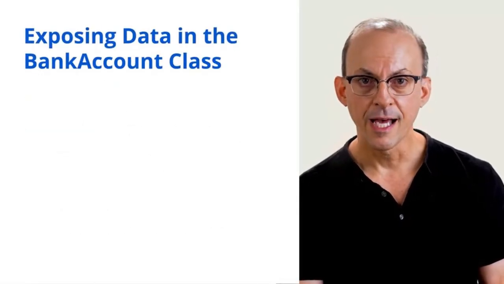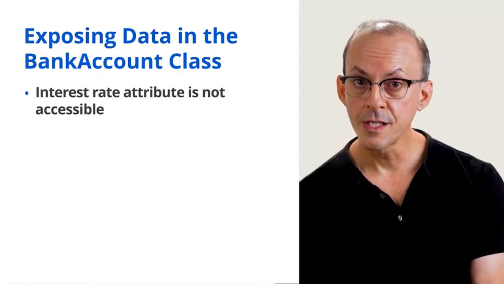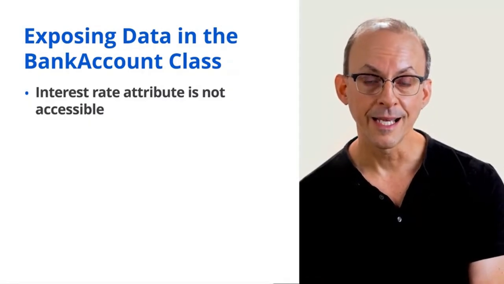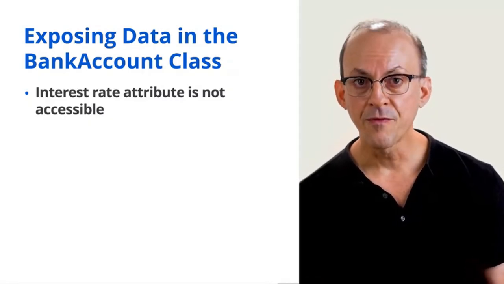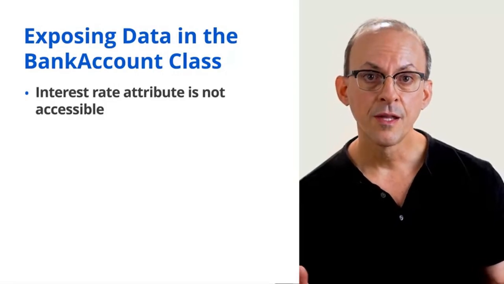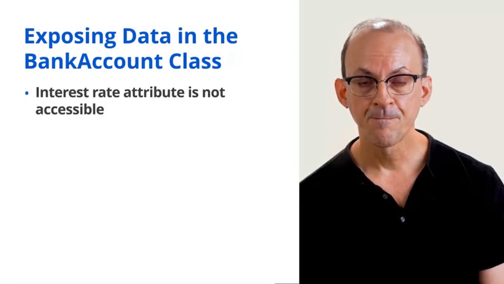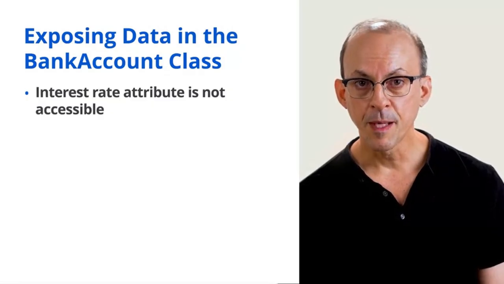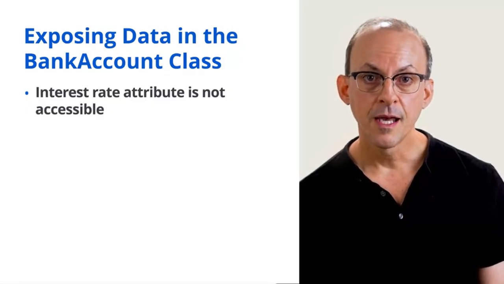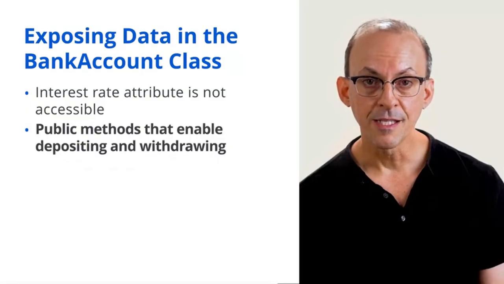Suppose the bank account class has an interest rate attribute that stores the interest rate the bank currently applies to the account. The developer doesn't want the interest rate attribute exposed, so they create no method for accessing it. However, they do want people to be able to make deposits and withdrawals, and so they provide public methods that enable these activities. Encapsulation is a principle that focuses on managing the data and methods of the class. It helps developers protect parts of the class they want to keep secure and expose the part that the rest of the application can use.